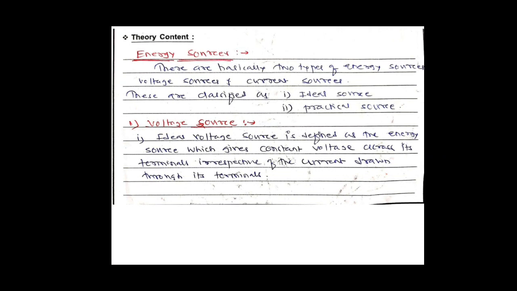First one is the voltage source. In that, the ideal voltage source. So what is the definition of the ideal voltage source? It is an energy source which gives a constant voltage across its terminal, irrespective of the current drawn through its terminal. So simply you can consider that an ideal voltage source is an energy source which gives a constant voltage at its terminal.